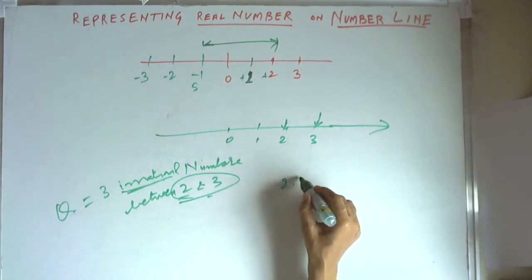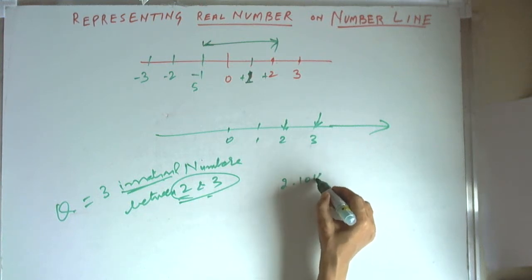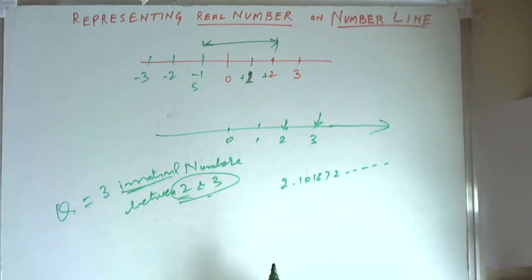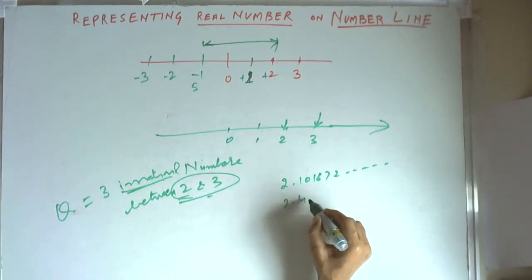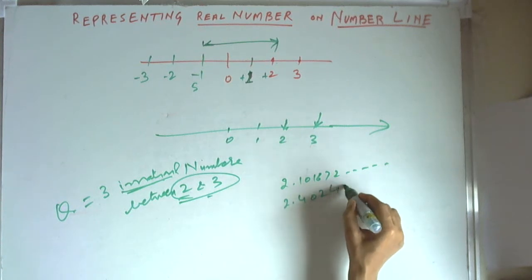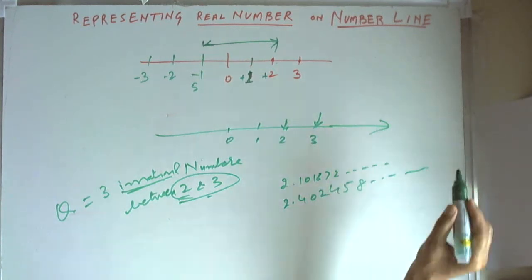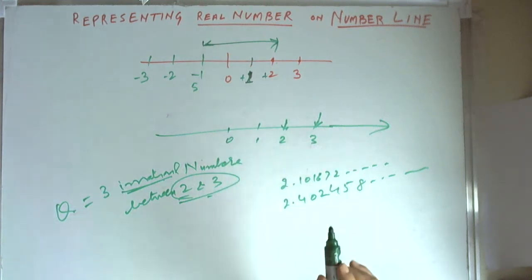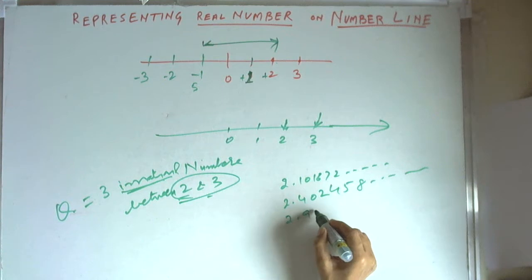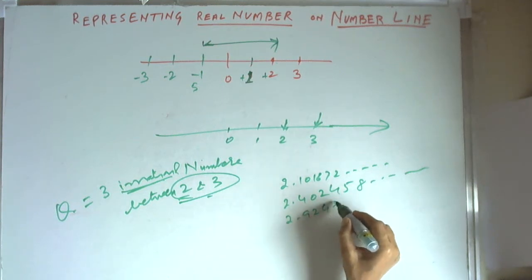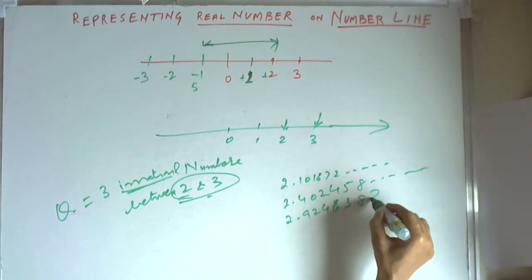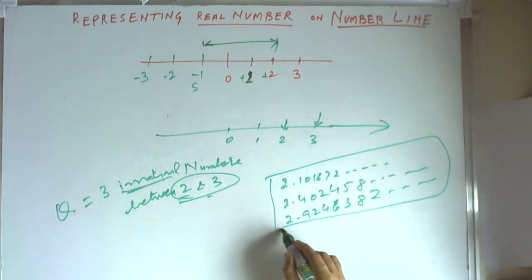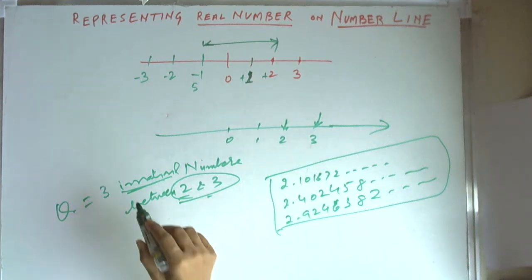So that number will be 2.10167 and so on. So this is an irrational number which is greater than 2. We can say another number is 2.40248, like this. So we can just write any number as long as it is greater than 2 and less than 3. So we can say 2.9246382 and so on, because they are non-terminating. They are not recurring type also. That is why they are irrational.